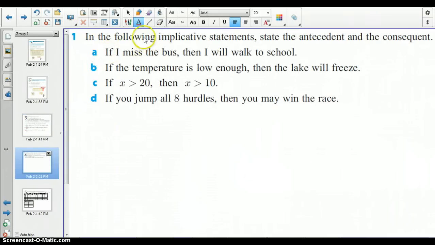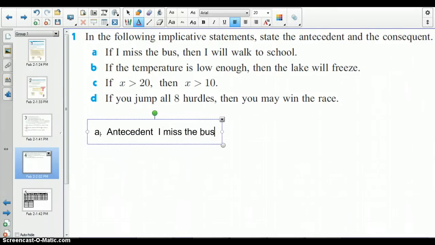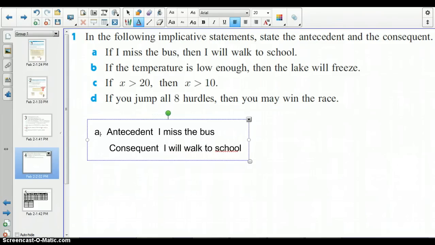Let's try number 1. In the following implicative statements, state the antecedent and the consequent. So, for A, the antecedent is I missed the bus. And the consequent, I will walk to school. So this is what has to happen first, the antecedent, in order for the consequent to happen. So for B, the temperature is low enough is the antecedent. The lake will freeze is the consequent.